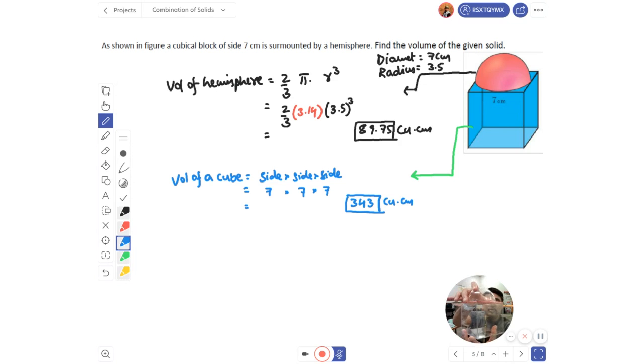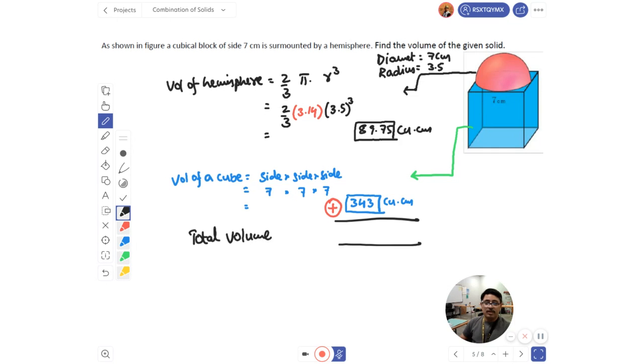Okay. Already I mentioned before that we computed these two volumes separately, and when you sum up, then only you'll get the total volume, right? Therefore, in order to get the total volume, we have to add these two. That gives us the total volume. Total volume equals, let me grab my calculator, 343 added to 89.75, boom, 432.75 cubic centimeters. That's the volume. Questions on this?